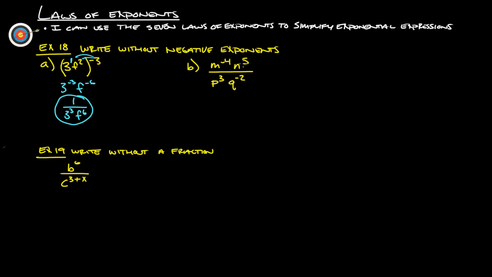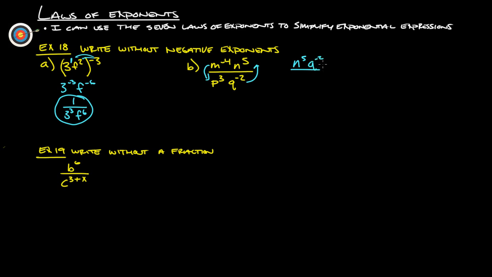All right, m to the negative 4th, n to the 5th, p cubed, q to the negative 2nd. If you'll notice, we don't have any similar bases, so we can't combine any of these. All we're going to do is move this m to the negative 4th down and this q to the negative 2nd up, right? So we're going to leave n to the 5th on the top, and q to the negative 2nd is going to come up here, not g, but q.